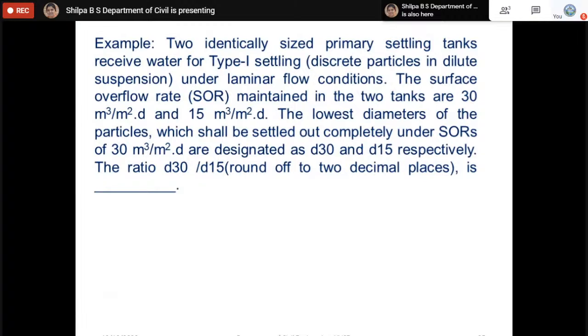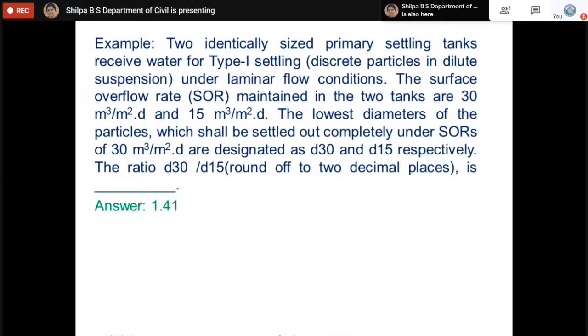The next example: two identically sized primary sedimentation tanks which receive water for type 1 settling under laminar flow conditions. Whenever you have type 1 settling under laminar flow condition, Stokes law applies, and the settling velocity is according to Stokes law. The surface overflow rates maintained in the two tanks are 30 meter cube per meter square day and 15 meter cube per meter square day. The lowest diameters of the particles which shall be settled out completely under these SORs are designated as D30 and D15 respectively. So we need to calculate the ratio of D30 to D15.